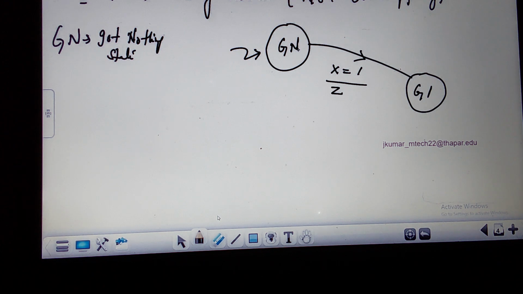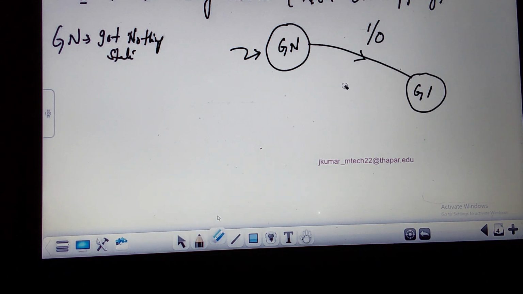Z is the output. Output is depending upon the present state and the present input. What is the Z output? 0. Why 0? The pattern is not detected. Still you detected only the 1. Therefore the output is 0. So if you write 1 by 0, this indicates what? In your Mealy model, 0 indicates the output and 1 indicates the input. Output is depending upon the present input and the present state.